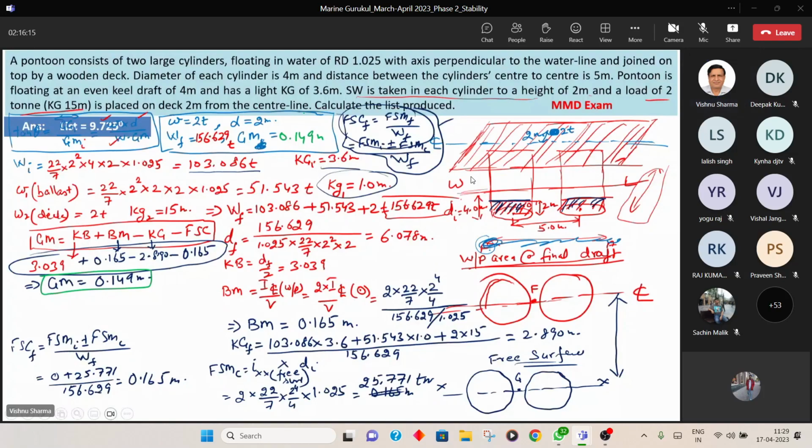Now I have everything to apply the formula for list. So tan theta will be equal to small w 2 tons, small d 2 meters, final displacement 156.629 and GM of 0.149. You solve it and do tan inverse, and it gives you the answer of 9.725 degrees, right? 9.725, guys? Yes, sir.